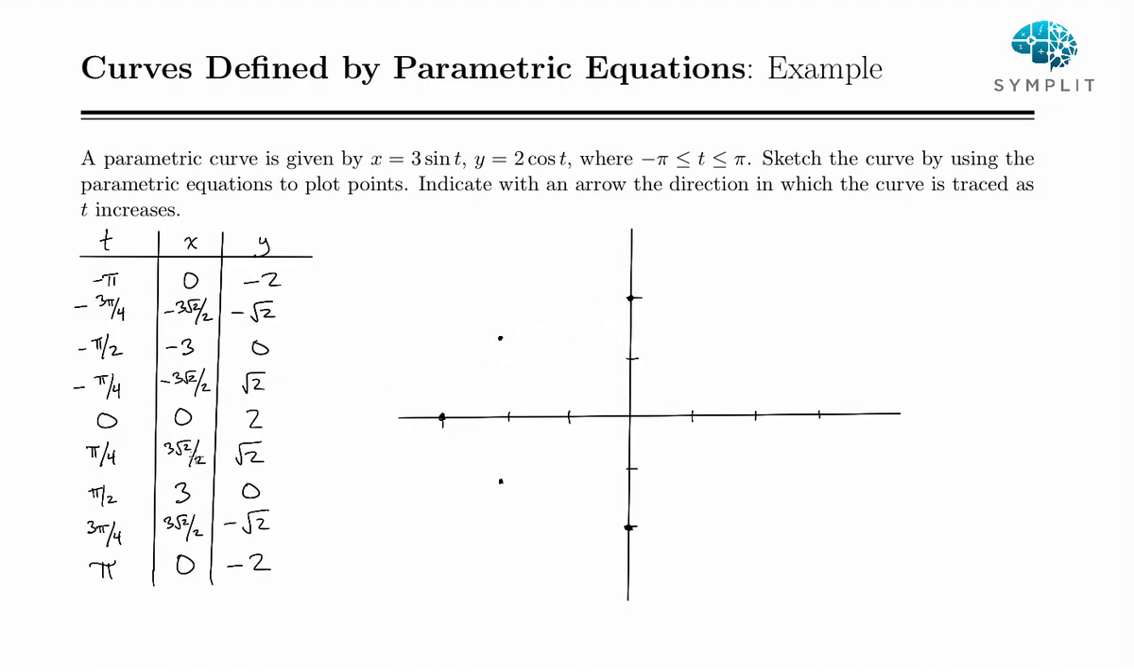Then we're at 3 root 2 over 2, root 2. So that's just the positive of that. That's over here. And same y value, so right around there. And we end up at 3, 0. That's right there.